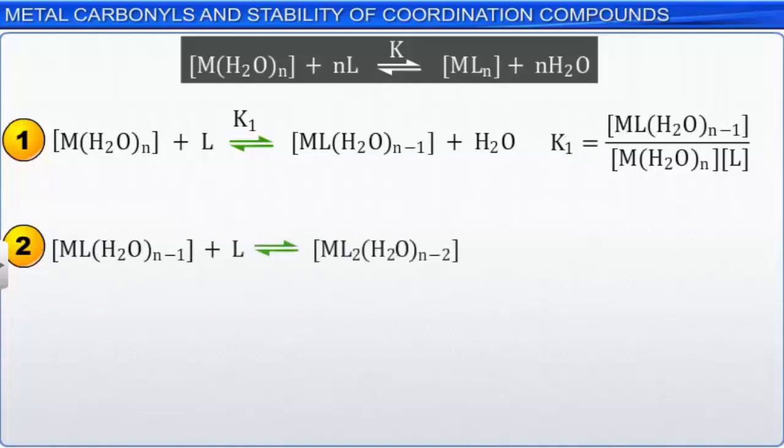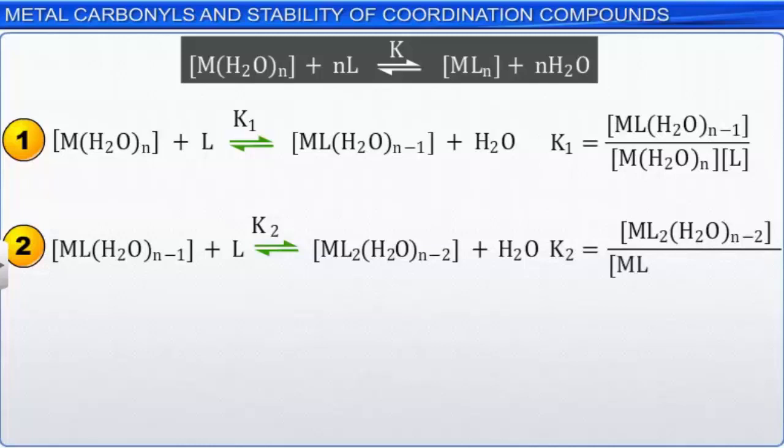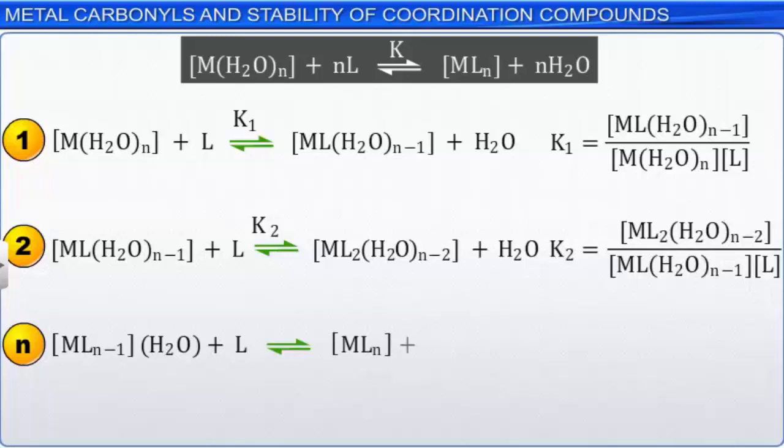Similarly, for the nth step, the reaction can be written as MLn-1(H2O) plus L in equilibrium with MLn plus H2O. The stability constant for this step can be written as Kn is equal to the concentration of MLn divided by the concentration of MLn-1(H2O) multiplied by the concentration of L. Here, the stability constants K1, K2 and Kn are referred to as stepwise stability constants.